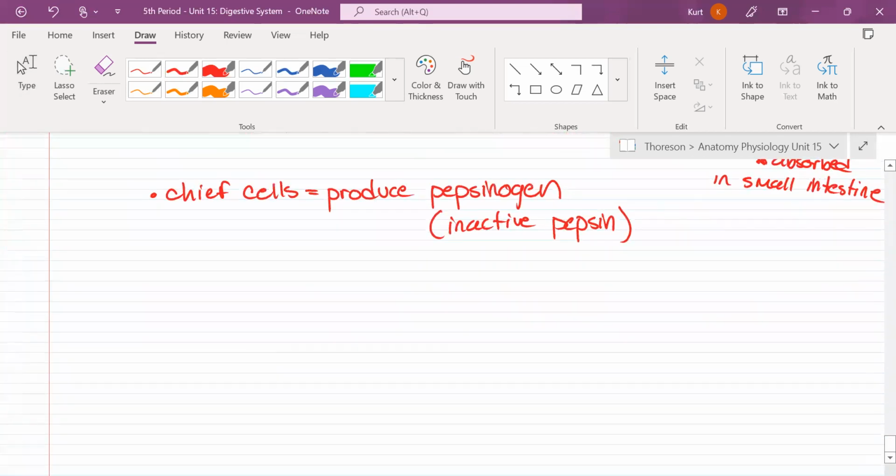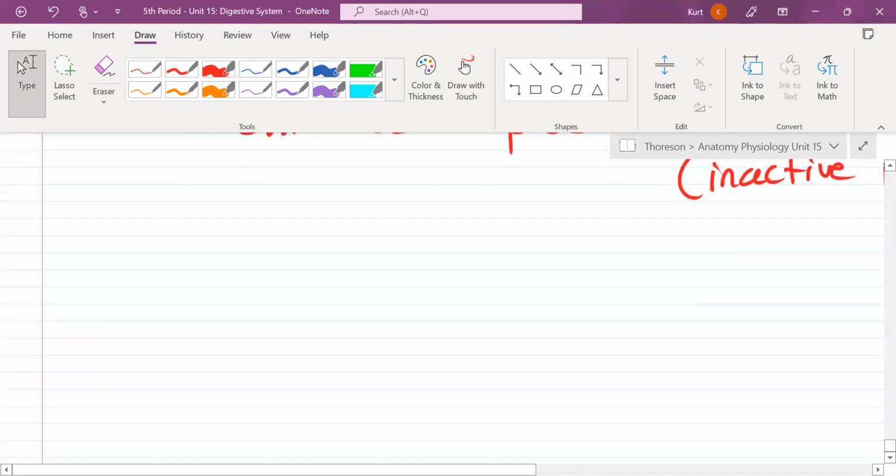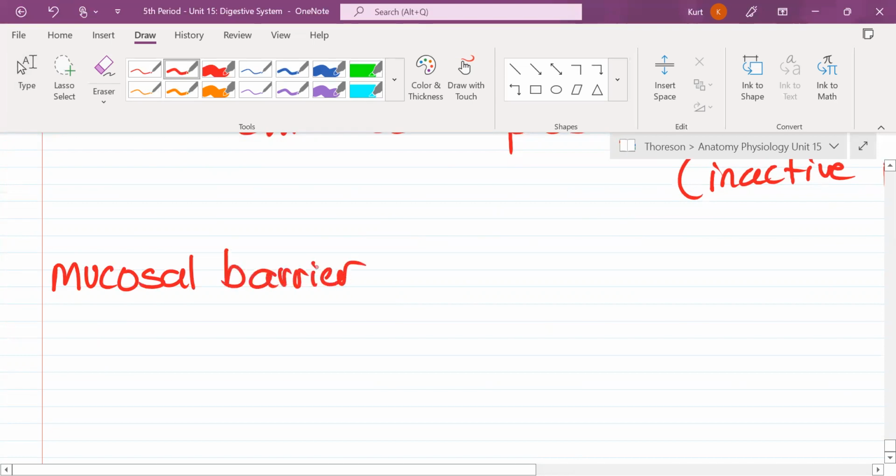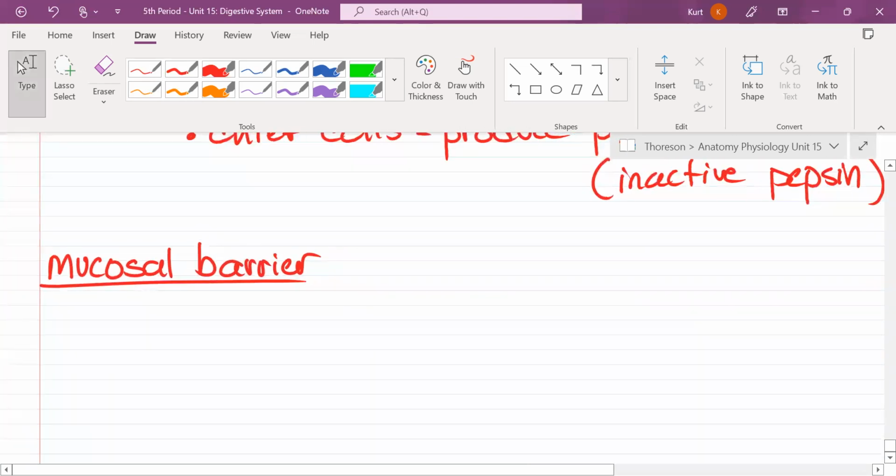Okay, the last part of your stomach we're going to get to today is your mucosal barrier. And I'll show you guys some pictures of the stomach, and then we'll move on. Your stomach has a layer of mucus. Because it's not as strong as the pyloric sphincter, it's looser.